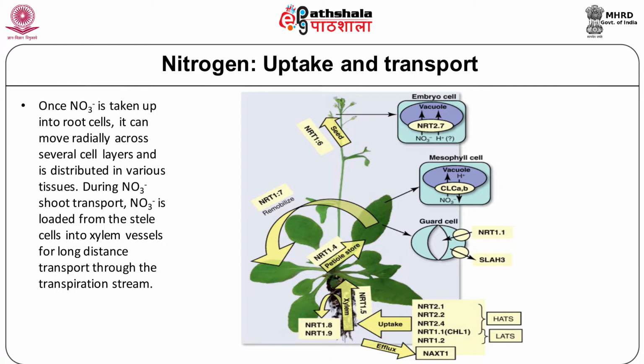NRT1.7 plays an important role in nitrate phloem loading in the source leaf to remobilize nitrate from older leaves to the nitrogen demanding tissues. A low affinity nitrate transporter, that is AtNRT1.4, is constitutively and specifically expressed in the midribs and petioles of Arabidopsis leaves. The AtNRT2.7 protein is involved in the loading of nitrate into the vacuole during seed maturation.